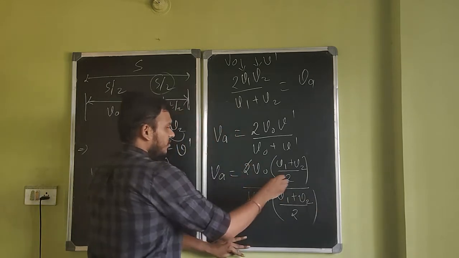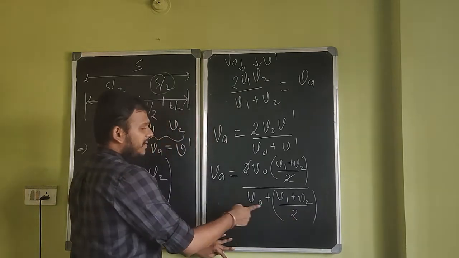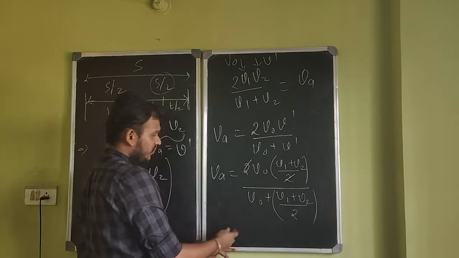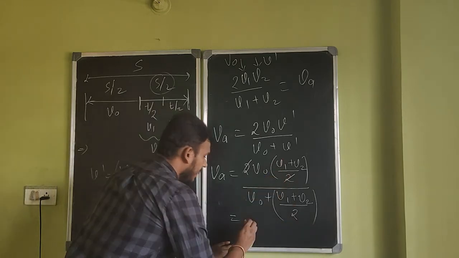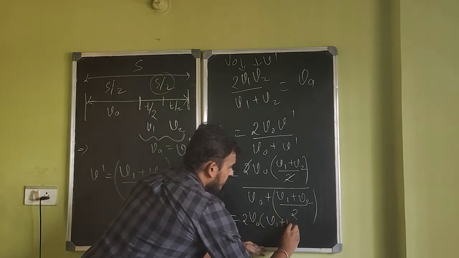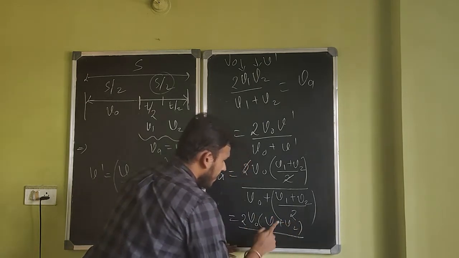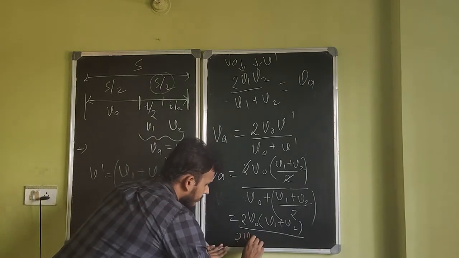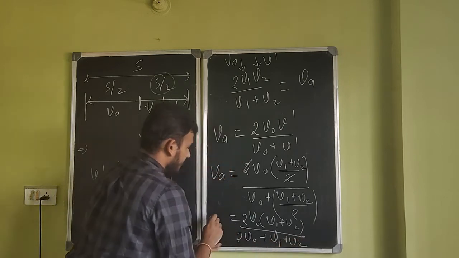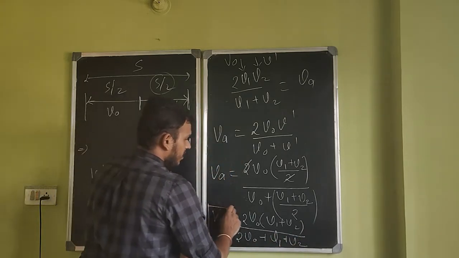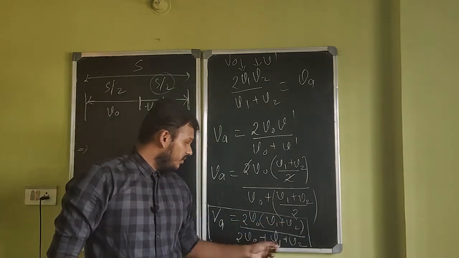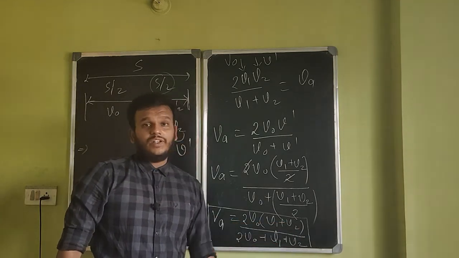If we simplify this, 2 gets cancelled, this 2 gets cross multiplied, and this 2 will go to the numerator, you will get 2V naught into (V1 plus V2) divided by 2V naught plus V1 plus V2, and that is your average velocity. Your average velocity is this: 2V naught into (V1 plus V2) divided by 2V naught plus V1 plus V2.